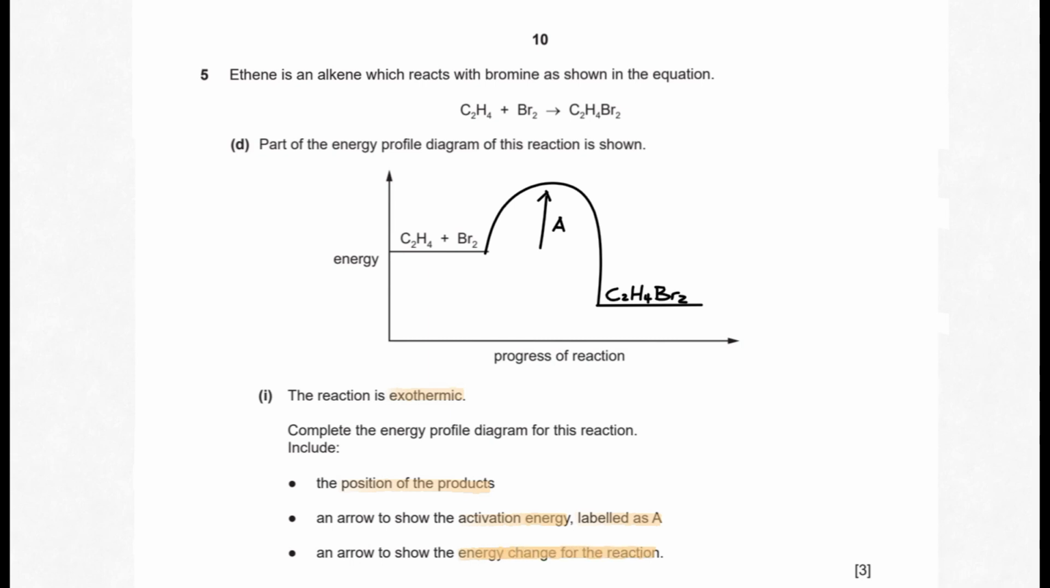Lastly, we need to include an arrow to show the energy change of the reaction. Now, the energy change of a reaction is the difference between the energy of the reactants and the energy of our products. We also know that this reaction is exothermic, so the change in our energy will be negative. So our arrow would point downwards. So we'll draw an arrow from the level of our reactants all the way down to the level of our products.